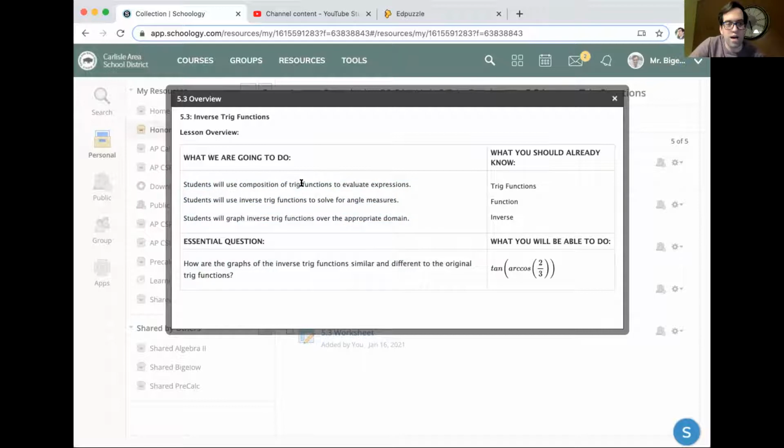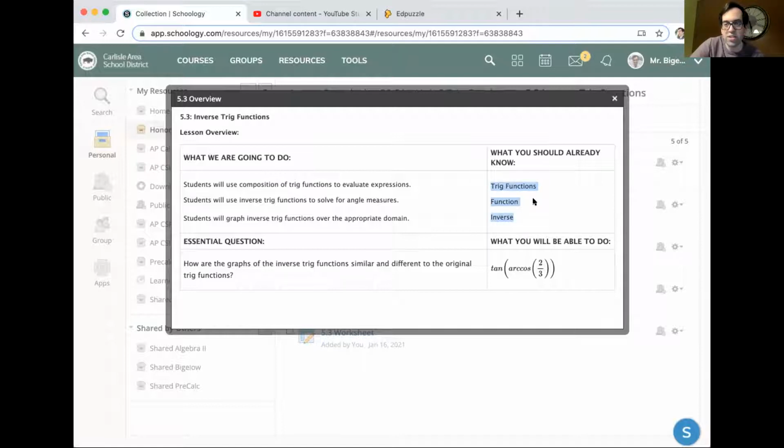Students will use composition of trig functions to evaluate expressions. Composition of functions, meaning like a function of another function, like this one that you see down here, tangent of arc cosine. Students will use inverse trig functions to solve for angle measures, and students will graph inverse trig functions over the appropriate domain. What you will already know about trig functions.